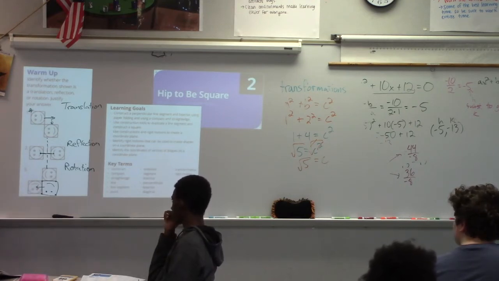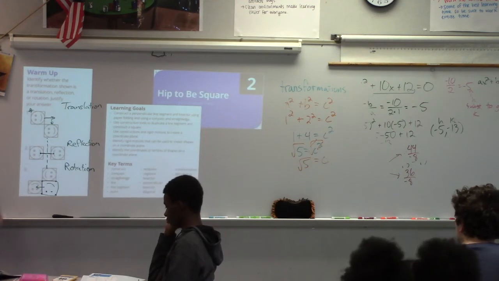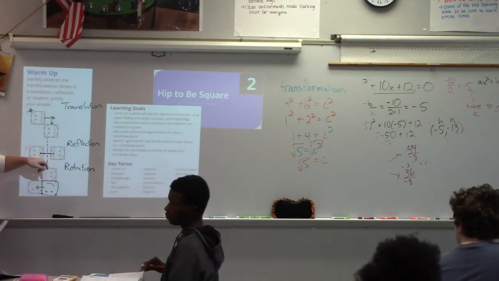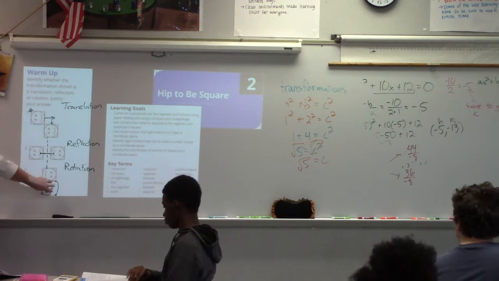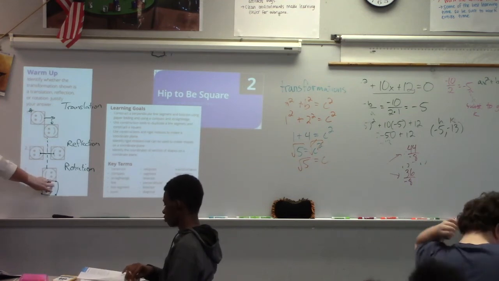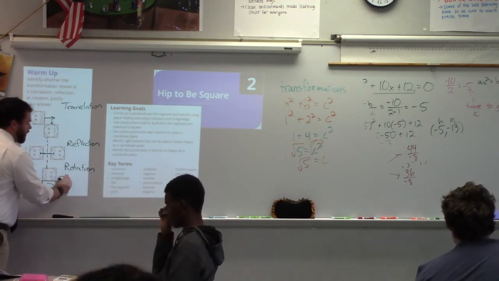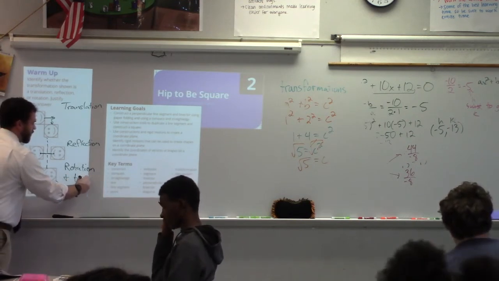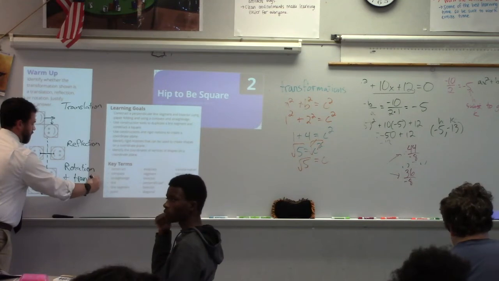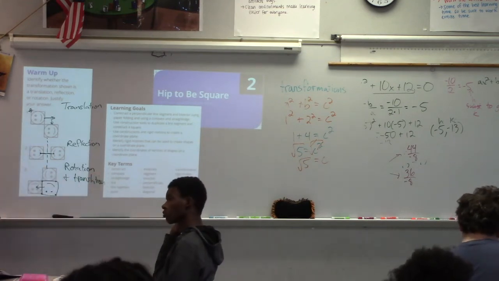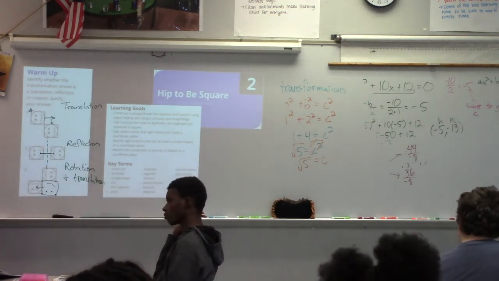So you can have combinations of transformations. You would want to be able to picture that, right? But if I rotate, it would just end up right here. So to get to this, it had to be a rotation and translation. Yep. We would want to note that.